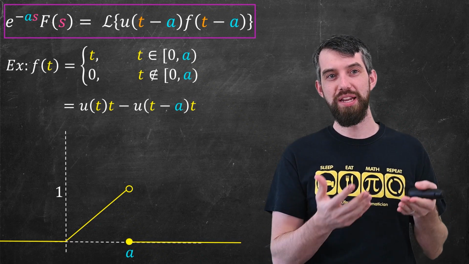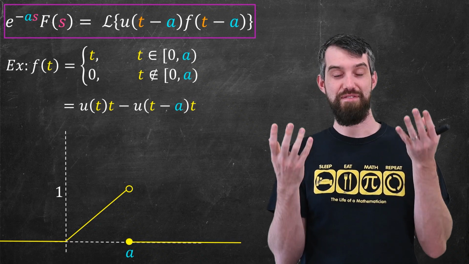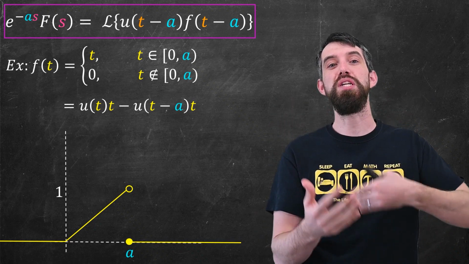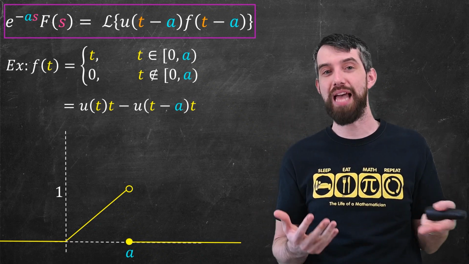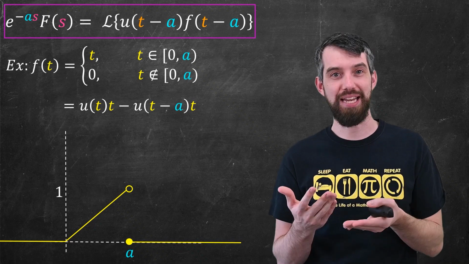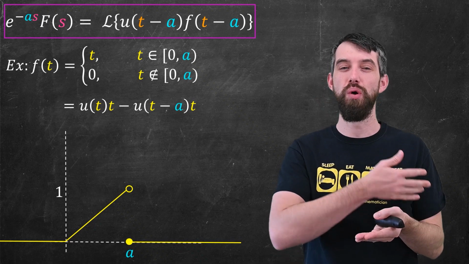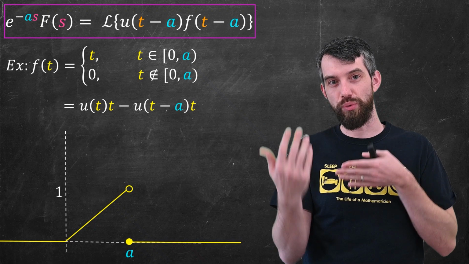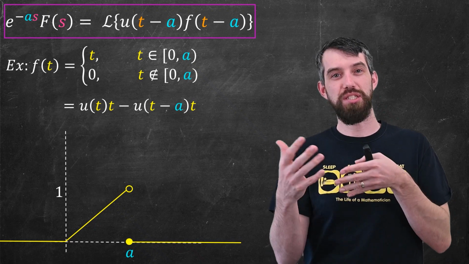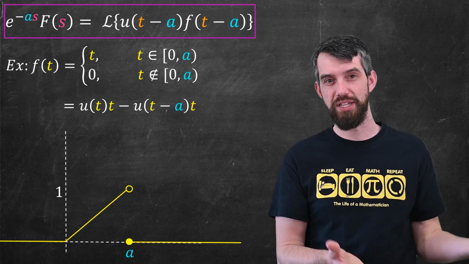So what I've done is taken this function and written it as, in effect, a difference of two different step functions, and I believe it exactly matches. If you try testing any value which is either less than 0, or between 0 and a, or greater than a, it gives you exactly what it's supposed to in its piecewise definition.